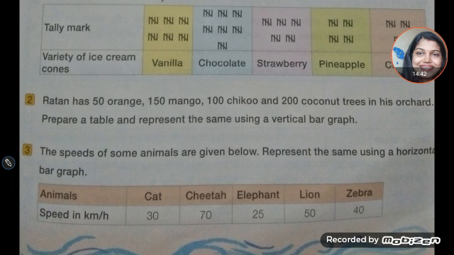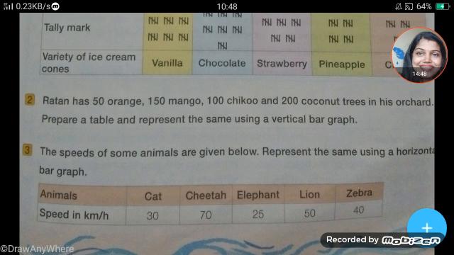Quickly we will go with the second question, children. Ratan has 50 oranges, 150 mangoes, 100 chikus and 200 coconut trees in his orchard. You can just say in his garden, a small garden, no problem. Prepare a table and represent the same using the vertical bar graph.